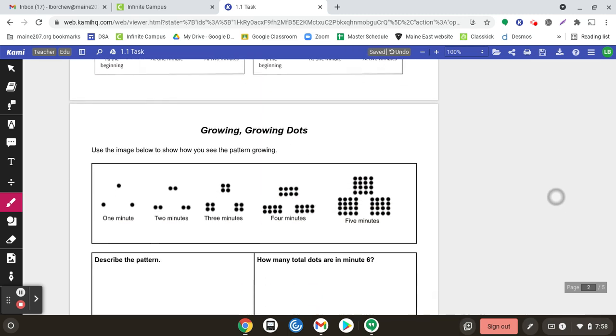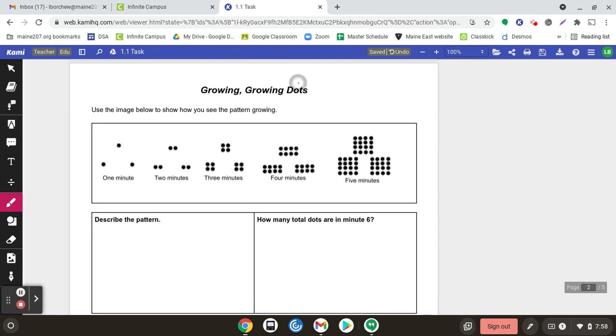Now if you go to page 2 in your packet, that is called growing dots, and let's look at that pattern. In the picture labeled 1 minute, we have 3 dots. In the picture labeled 2 minutes, we have 6 dots. The next picture, 3 minutes, looks to be 12 dots. 4 minutes is 24 dots. And 5 minutes, if you count all those up, it looks like that's 48 dots.